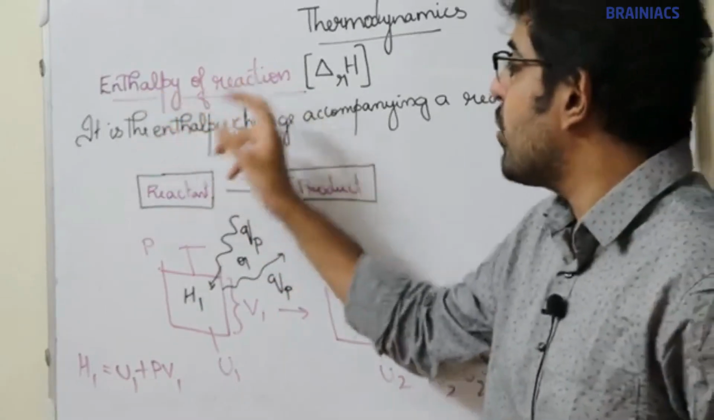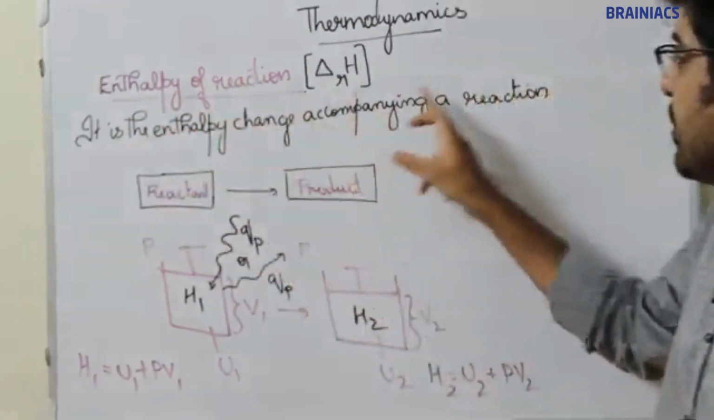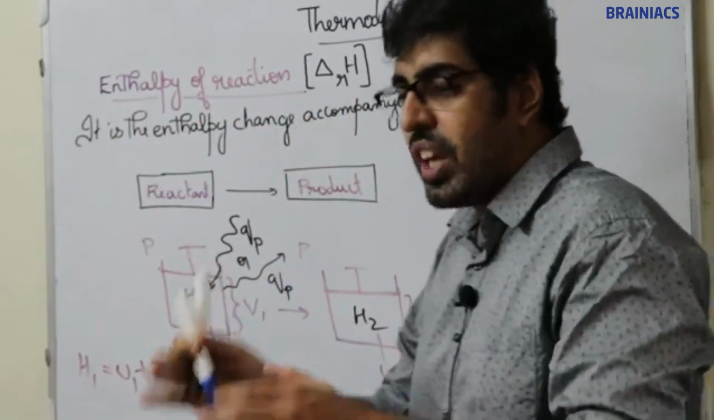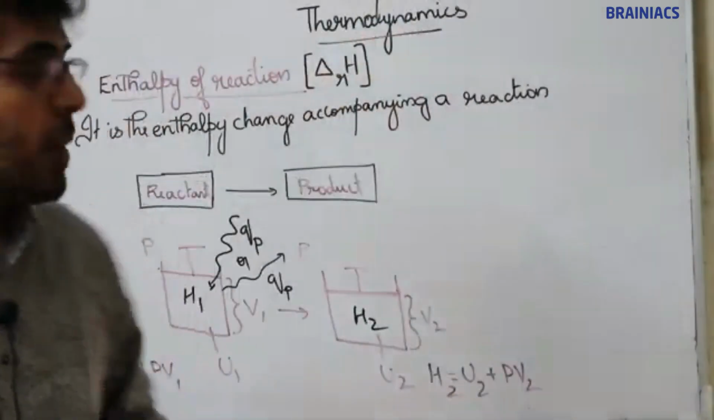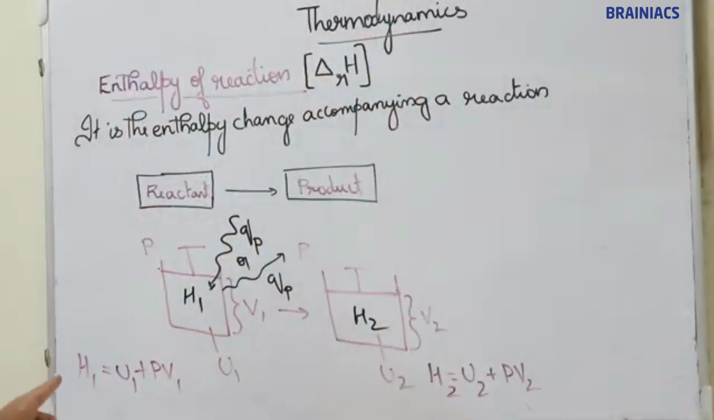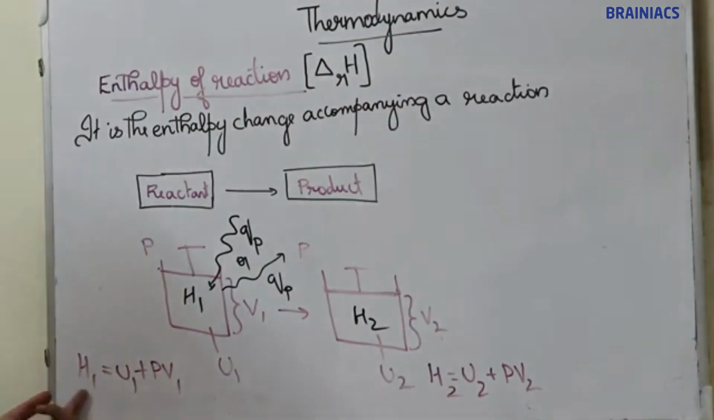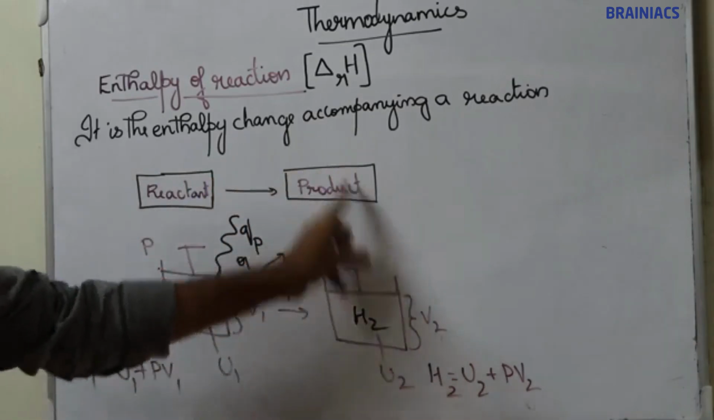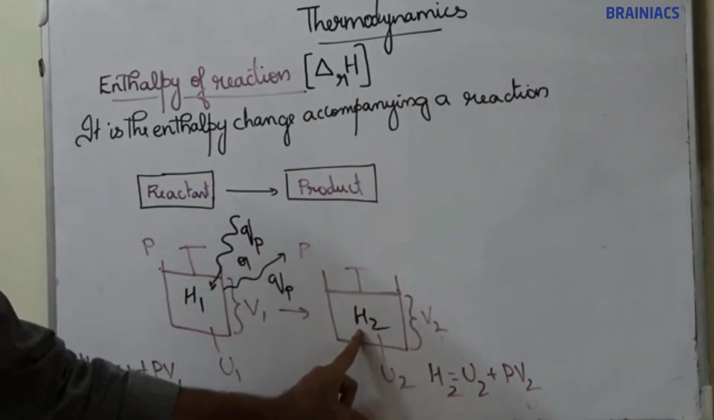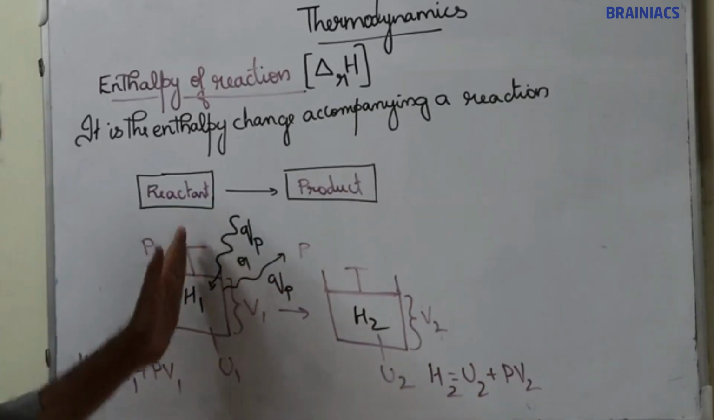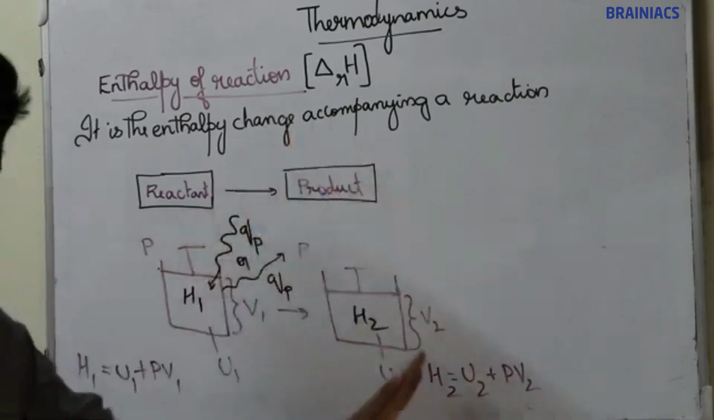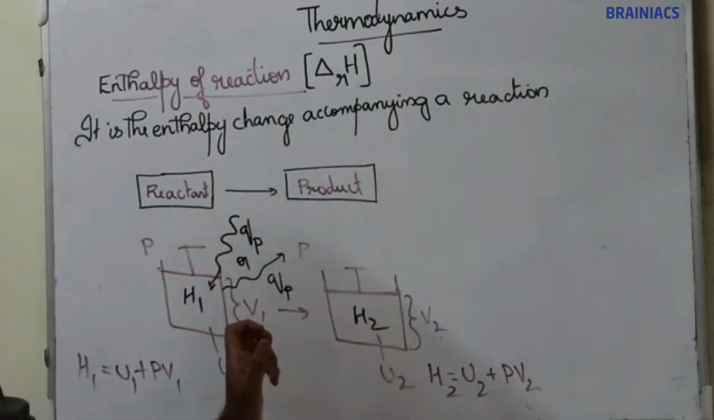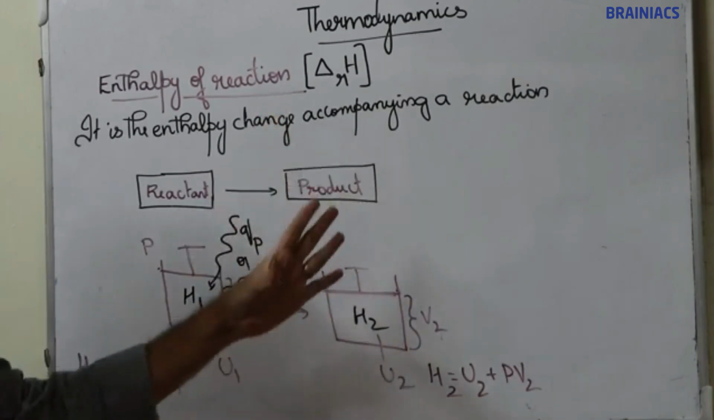So, what is the enthalpy of reaction? It is the enthalpy change accompanying a reaction. When a reaction proceeds, there is a change in enthalpy because the reactant having U1 internal energy and H1 enthalpy absorbs or releases heat energy. As a result, it converts to product having a different enthalpy, H2. That means when a reactant converts to product, there is a change in enthalpy due to absorption of heat or release of heat.